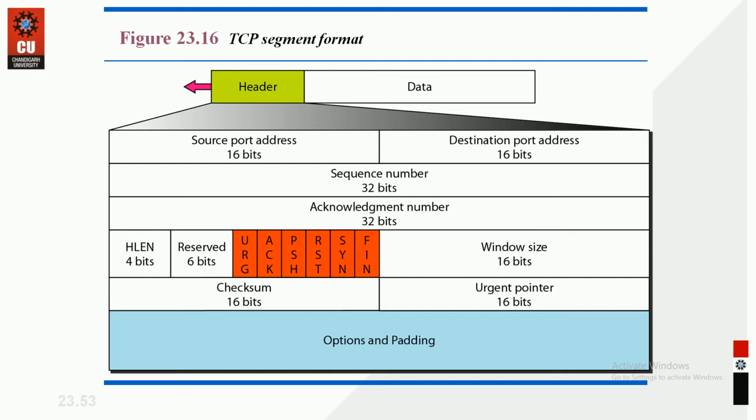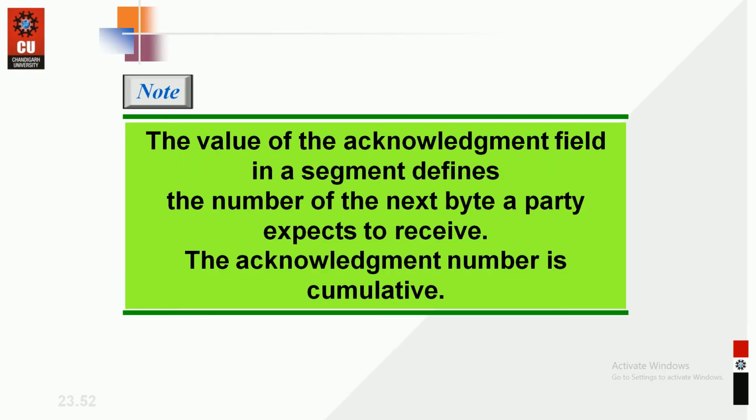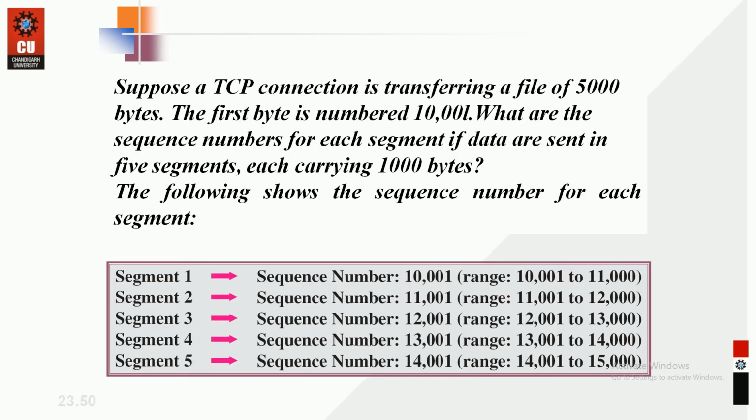Then we have the sequence number and acknowledgement number. The sequence number is used to define the current position of this segment in its original message. Let's say we have a 5,000 byte original message, then we have 5 segments, and every segment is defined by its sequence number.